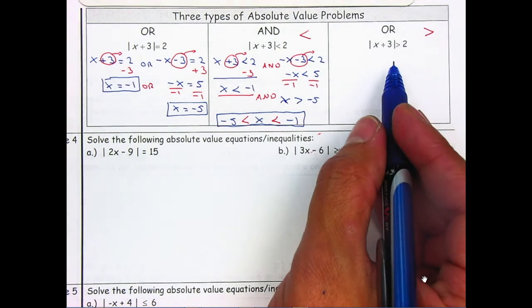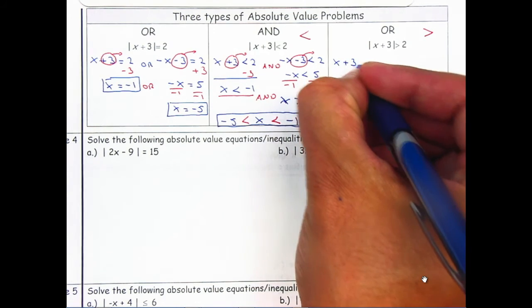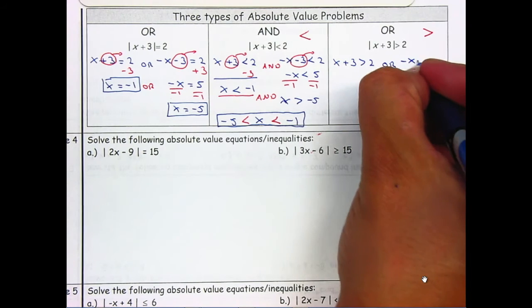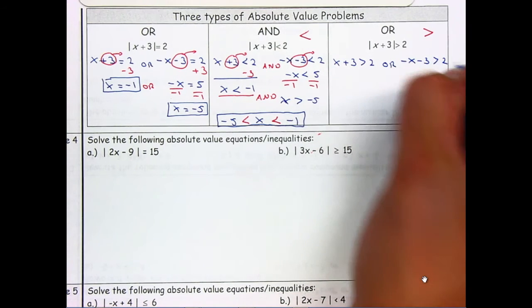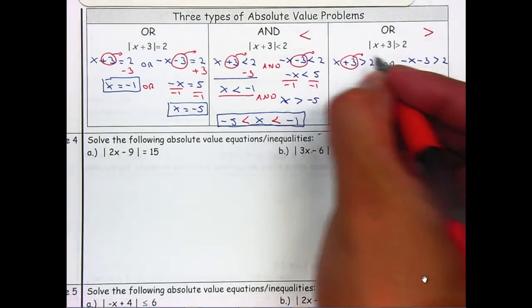If it's greater than, it's going to be an "or." Very similar. x plus 3 is greater than 2, or negative x minus 3 is greater than 2. Let's go ahead and solve it. I'm now going to move my 3 to the right, becomes a negative 3.